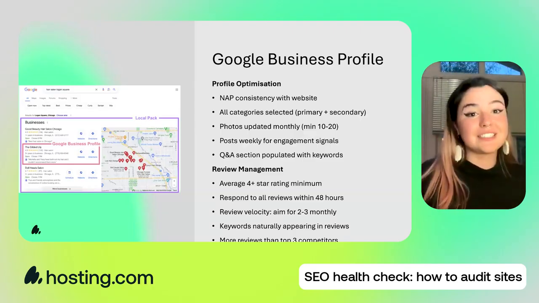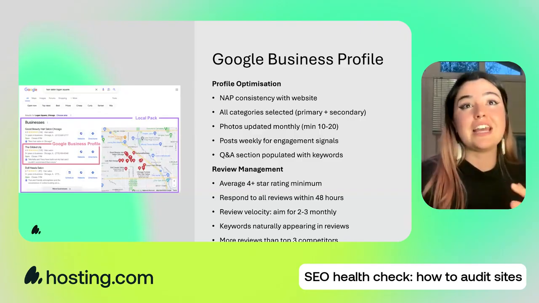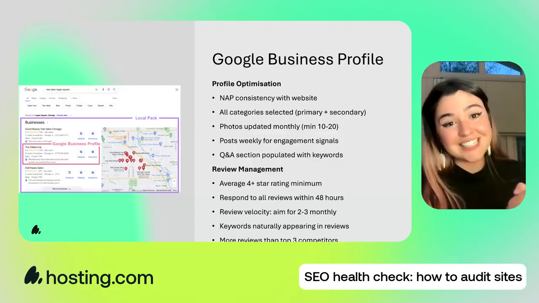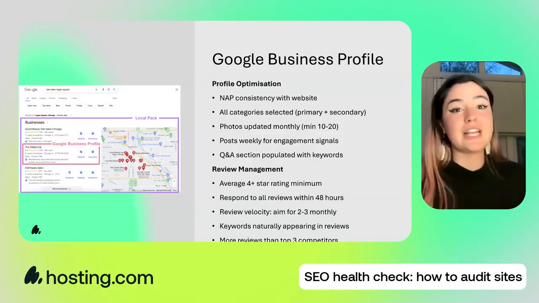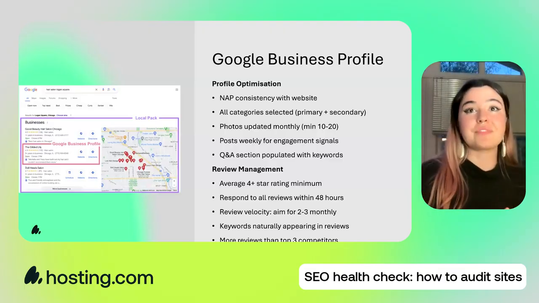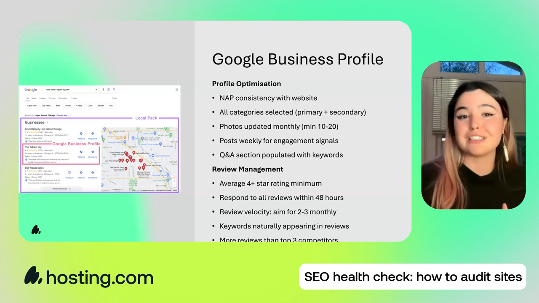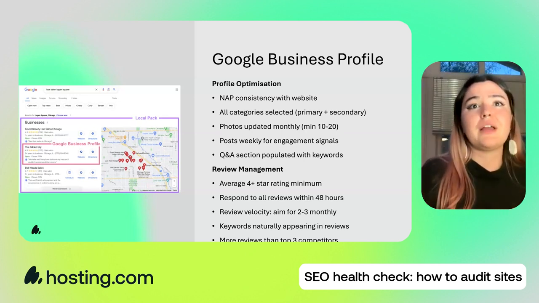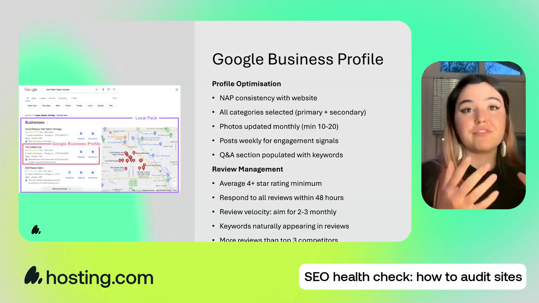Huge thing to be consistent with across your website, your social media, everything is your name, address, and phone number. This is so, so important. Consistency in the right to rank is key. So make sure whatever we're saying is the same across all of our different platforms. Photos, we want to make sure that we're using recent photos, either of our products and services or whatever's going on in the office. Posts for engagement, Q&A sections, other things to fill up here.